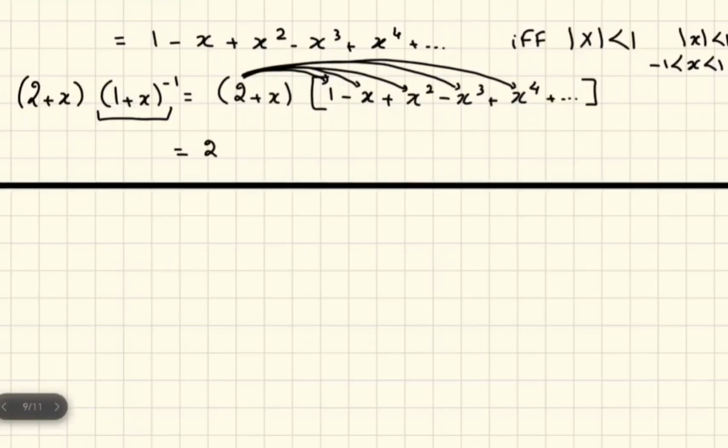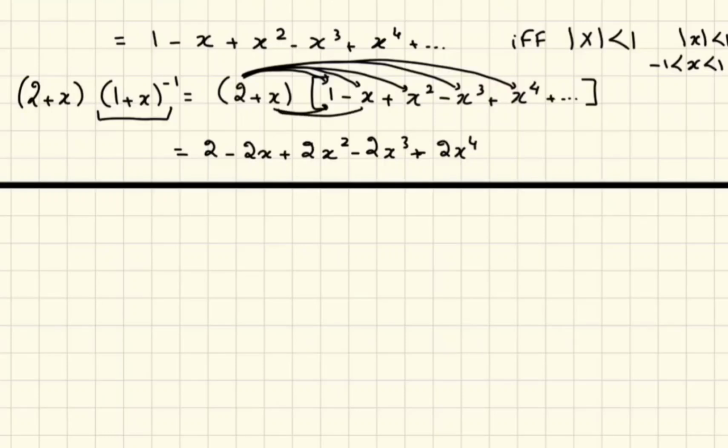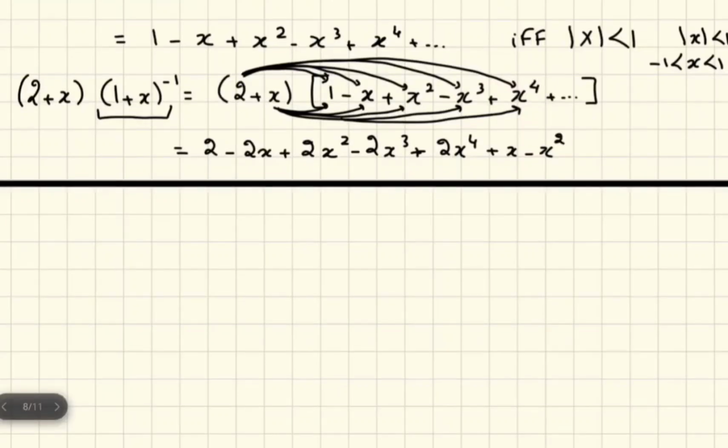So we get 2 minus 2x plus 2x squared minus 2x cubed plus 2x exponent 4. Then we have to distribute the x for all of them. And we get plus x. X times x is x squared, so minus x squared, plus x cubed minus x exponent 4 plus x exponent 5. And we have more.